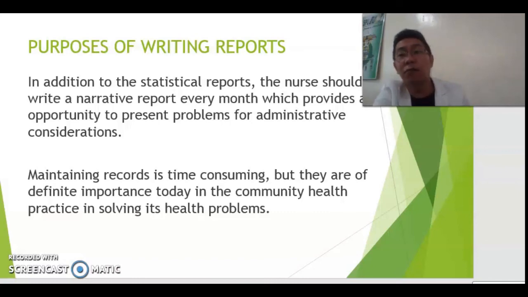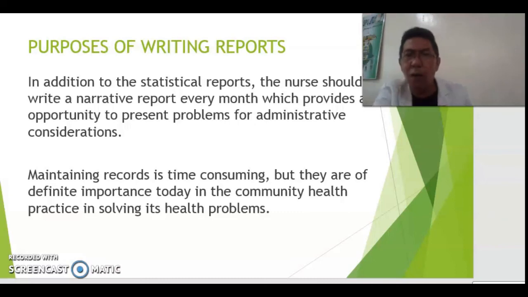Okay, so that the new staff, or the next generation, next nurses who will be working there will be able to maintain continuity of services. Okay, so if it happens that you are going to retire, you will have proper endorsement, okay? It is time consuming, but they are definitely important.